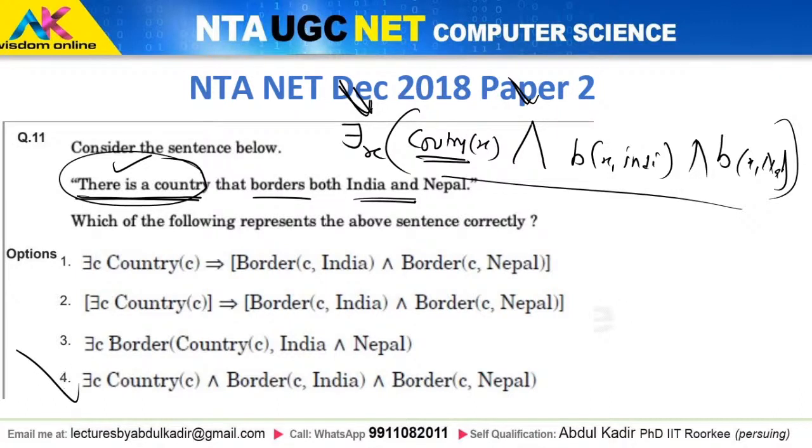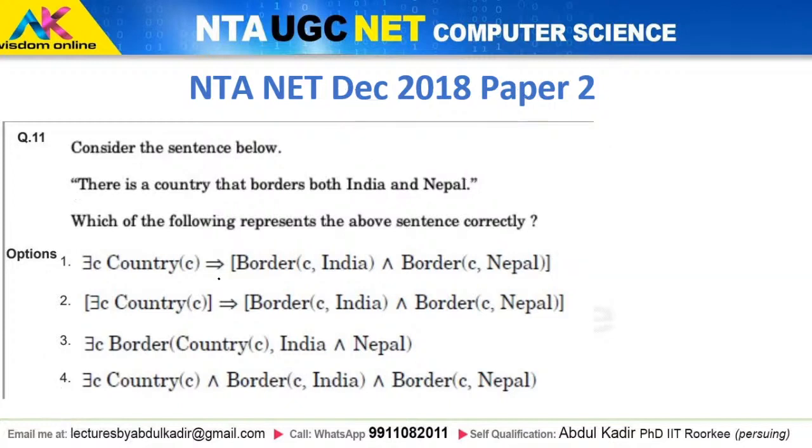So very easily you can solve it. Does anyone have any doubt in this? I told you that with the there exist quantifier conjunction comes, and with the for all quantifier implication comes. So this is how you can solve. If anyone has any doubt, then you can ask. So the answer will be option 4.